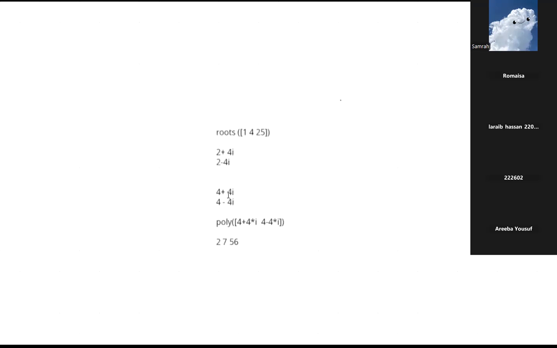Okay, so here, for example, in this system, the roots came out to be 2 plus 4 iota and 2 minus 4 iota. So we increased the real part to 4, that is, we doubled it and kept the imaginary part the same. So now in this case, for example, we have the roots of again 1, 4, 25, and the roots come out to be 2 plus 4 iota and 2 minus 4 iota.